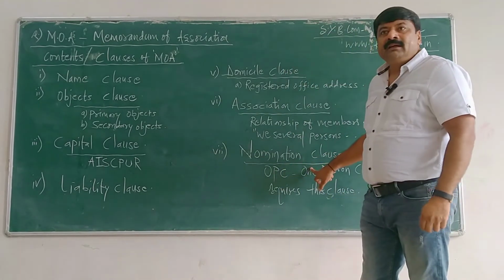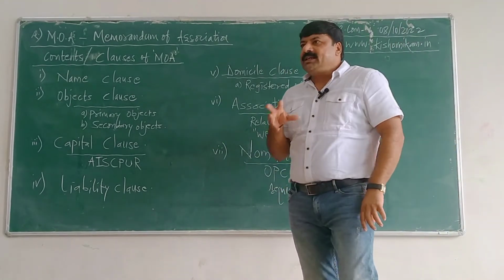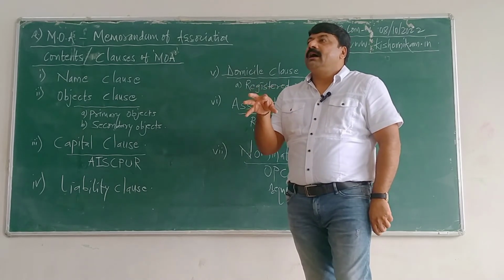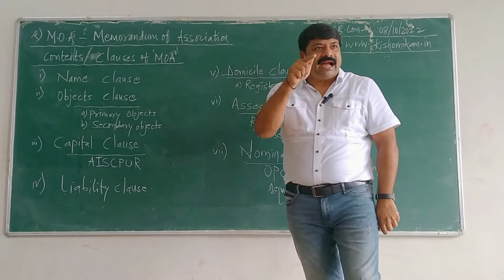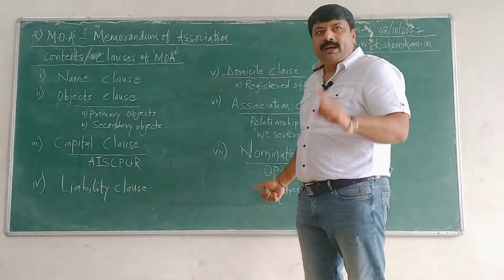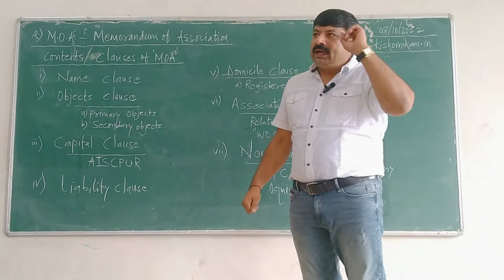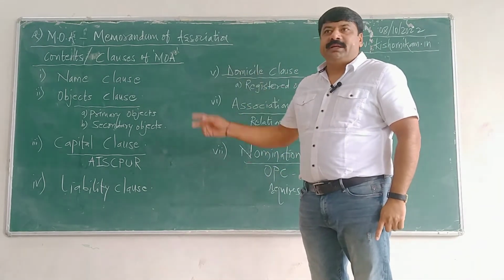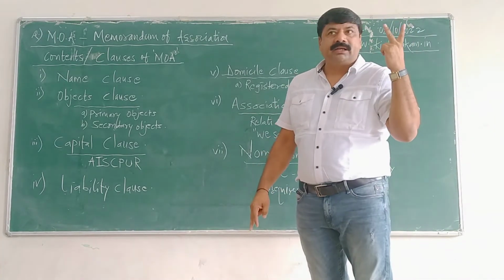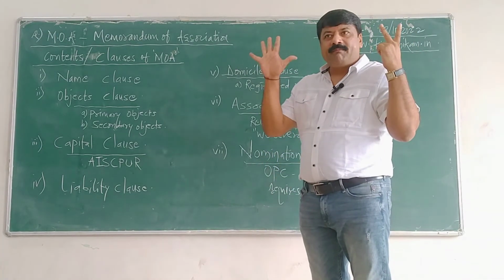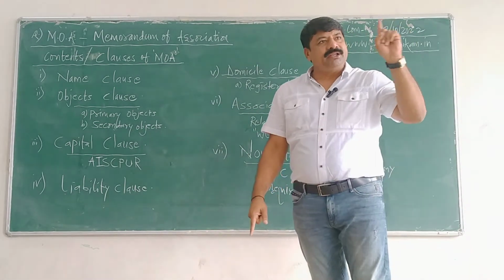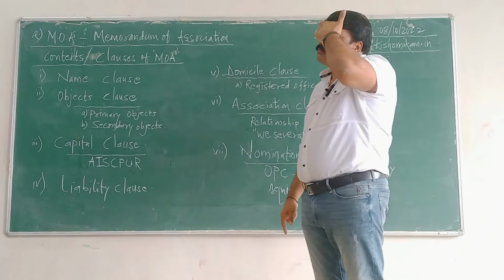And lastly, the nomination clause. The nomination clause has been introduced by amendment of the Companies Act. The Companies Amendment Act 2013 has introduced the one person company. Only one person can register a company, OPC. A private company requires 2 members minimum. A public company, 7 minimum. But if it is a one person company, one person can be a shareholder, he can run the company.